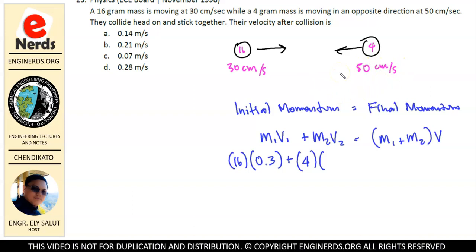But we know that velocity is a vector quantity, right? So, since the direction is opposite to our first mass here, this will be negative. So our velocity 2 is equal to negative 0.5 because this is 50 centimeter per second. Then this will be equal to our final momentum, which is m1 plus m2, 16 and 4. So 16 plus 4 times our final velocity.